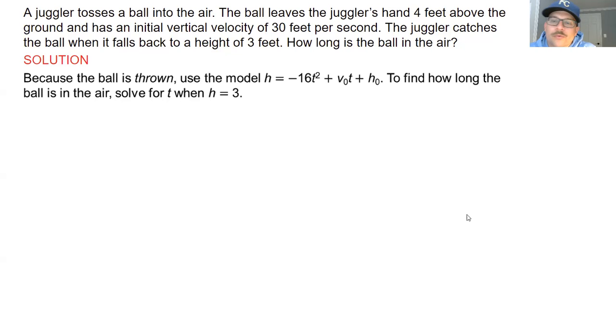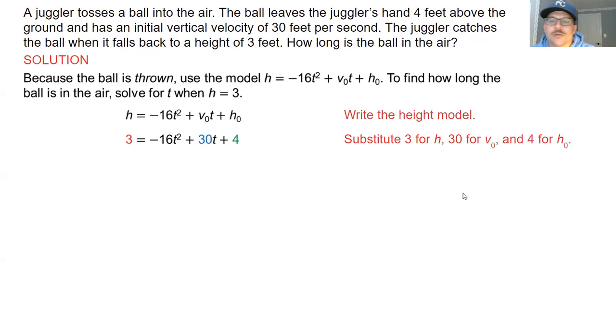Because it's thrown, we're going to use the model of -16t squared plus some number b t plus some number h, which is our C position, to find out how long it was in the air when h is equal to 3, because that's what the question is asking for, 3 feet. So write the model, then plug in 3 for our solution, because we're trying to find where it's caught at 3 feet.